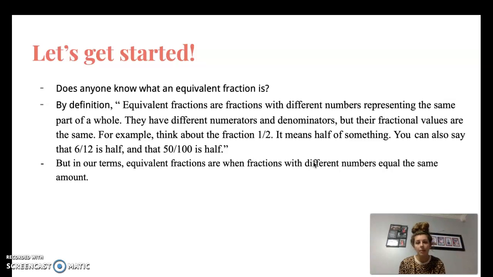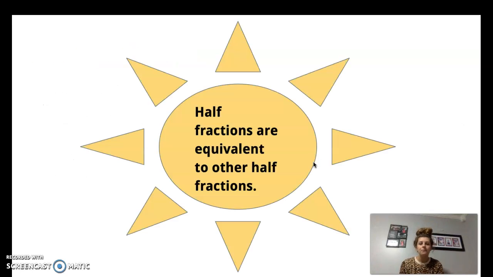For example, think about the fraction 1/2. It means half of something. You can also say that 6/12 is half, and that 50/100 is half. But in our terms, equivalent fractions are fractions with different numbers that equal the same amount.